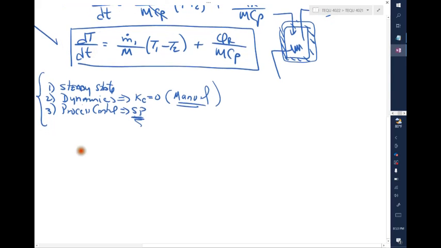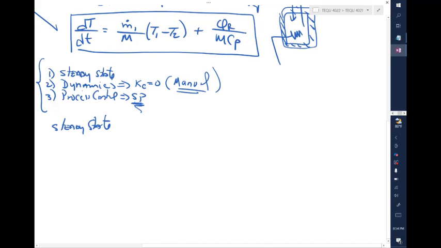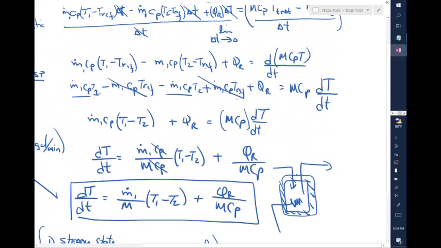Now let's start with the steady state. In most cases, for the steady state, what's going to happen is that dT/dt, I'm writing here dT, but actually let me fix this.